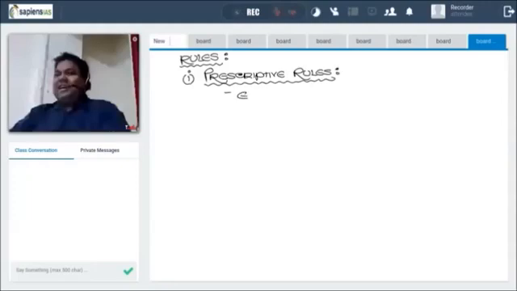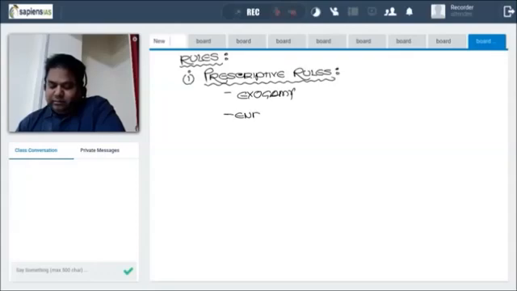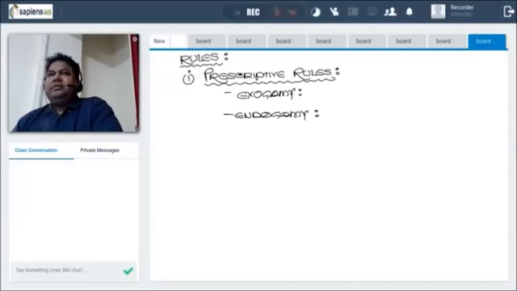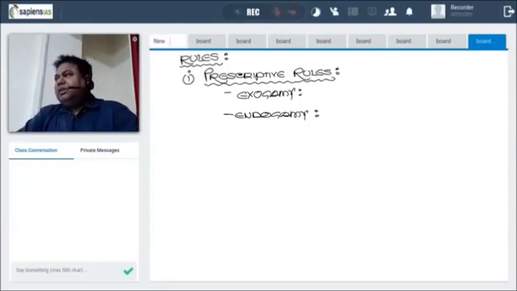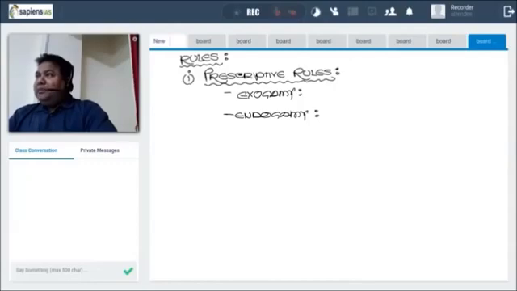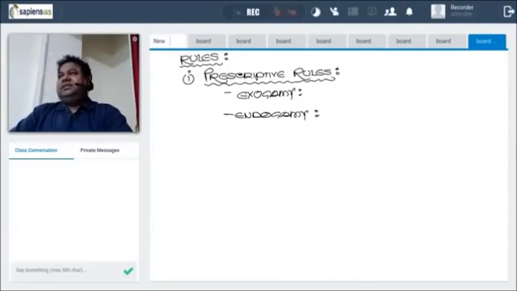So prescriptive rules include exogamy and endogamy. What is exogamy? Marrying outside of your group. The rule in Hinduism is clan exogamy, which means one must marry outside one's clan, because members of a clan are supposed to have descended from a common ancestor. When they have a common ancestry, they are brother and sister. So how can brother and sister marry?